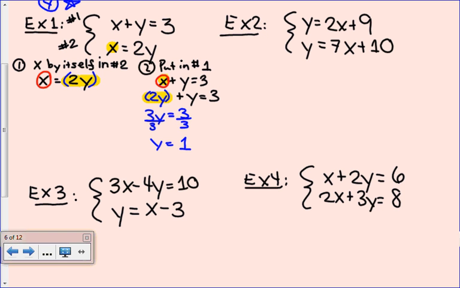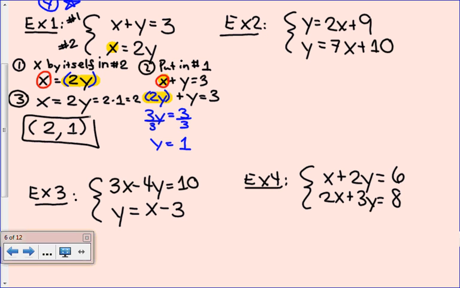So let's go to step 3. Right back to here. You've got x right there, equals 2y. What does y equal again? 1. So it's just 2 times 1. So what does x equal? 2. So there's x equals 2 and y equals 1. And there is our solution.